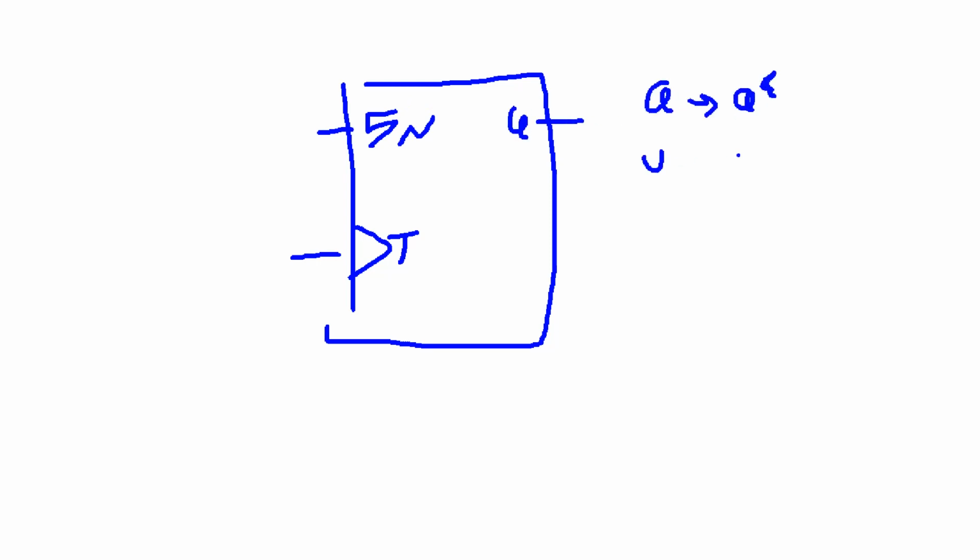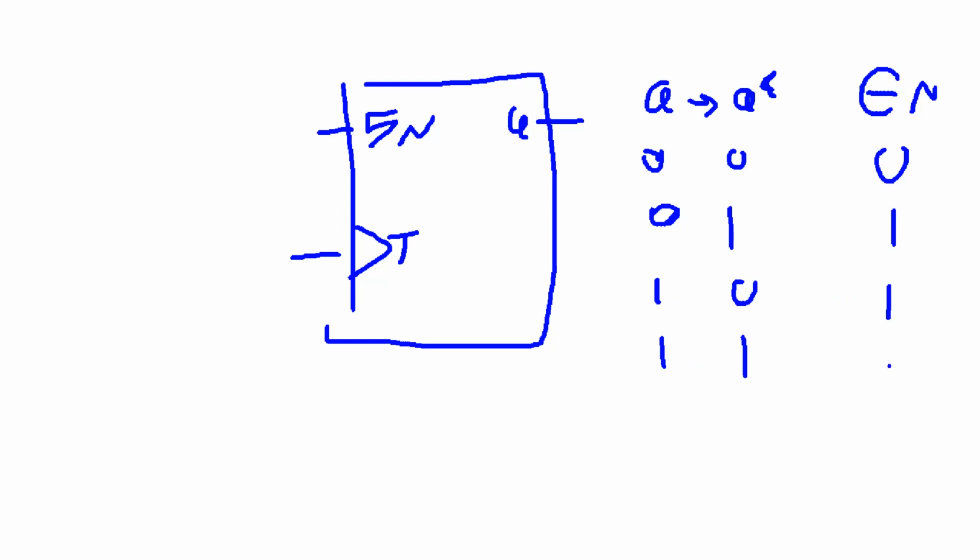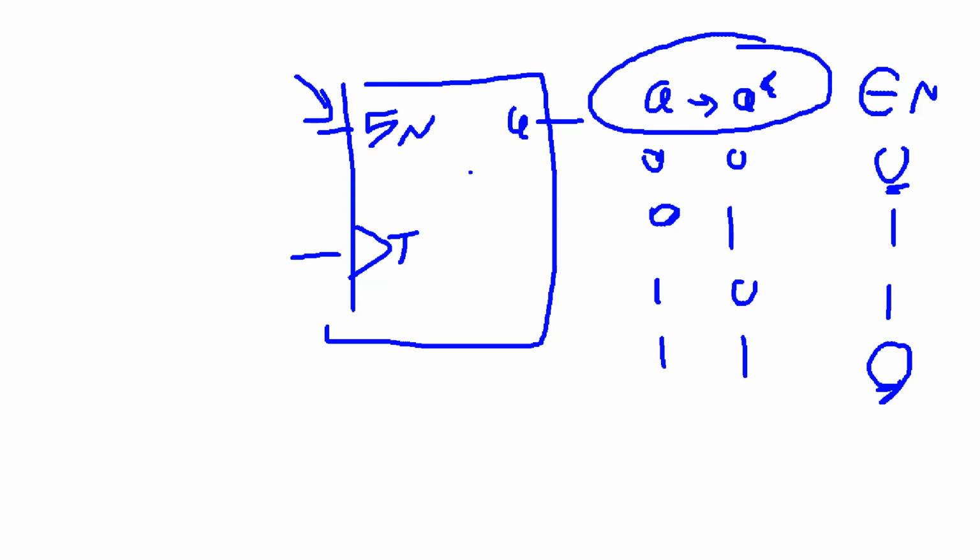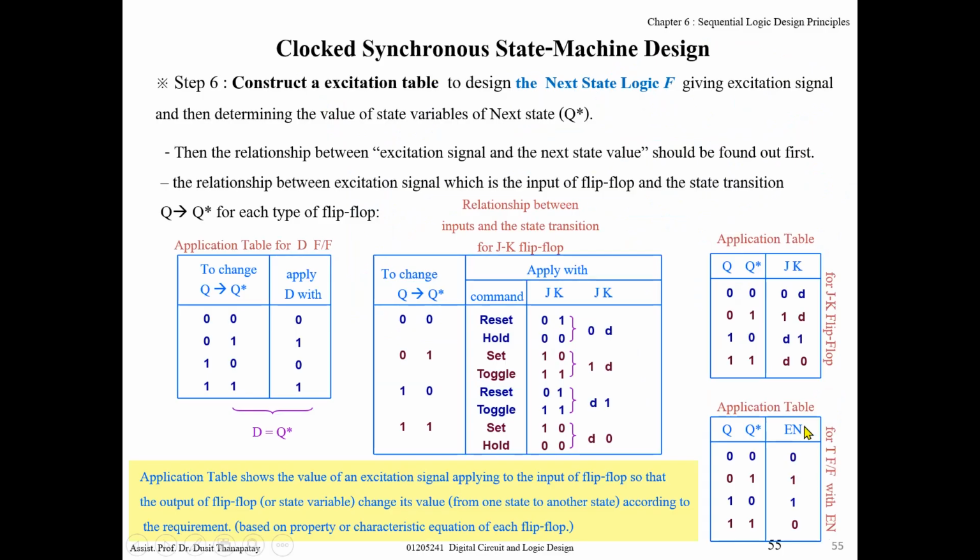And one more example, how about T flip-flop with enable? Again, Q will be changed from 0 to 0, 0 to 1, 1 to 0, and 1 to 1. Now it's changed or not based on the value of enable, right? 0 to 0, enable is 0, not change. 0 to 1 is toggle, enable should be 1. 1 to 0 also should be 1. 1 to 1 enable should be 0, not change. Okay, this is the relationship between input and state change of T flip-flop with enable. So the application table of this one is this.